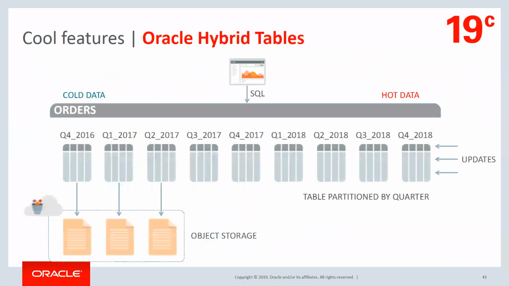Hybrid tables are enabled on 19c, so you have a table which is partitioned, and you can actually have parts of your partitions on something other than an Oracle database. You can put part of your partitions on Oracle Object Storage, for example, or any other object storage which might be cheaper for you to use, but still available inside the normal tables. You can still query it.